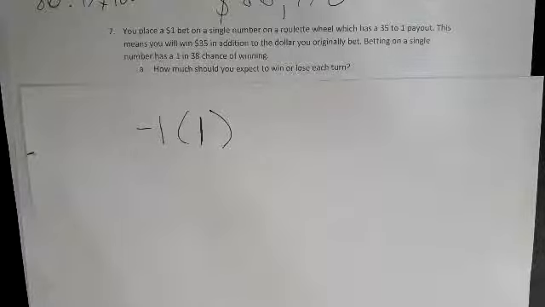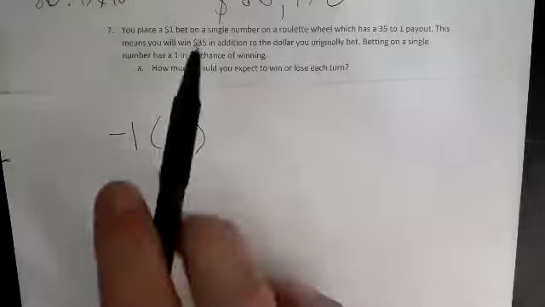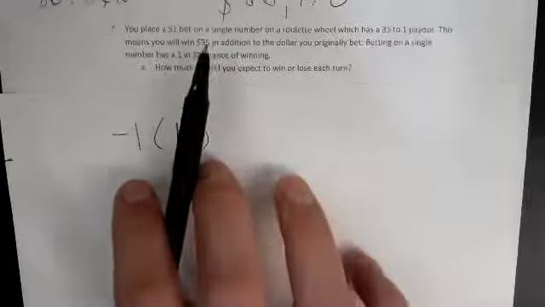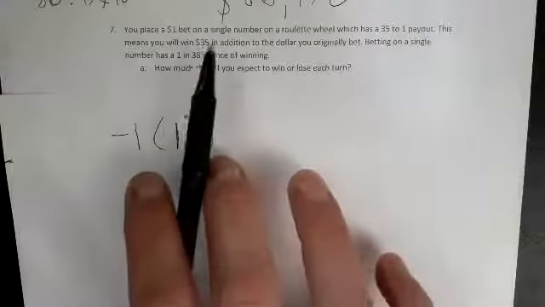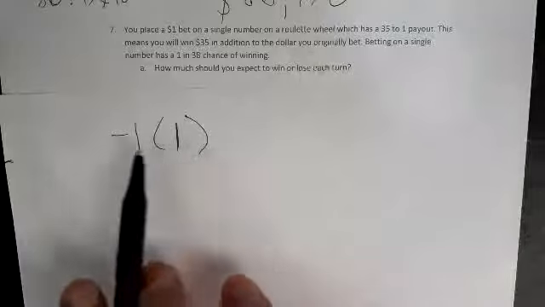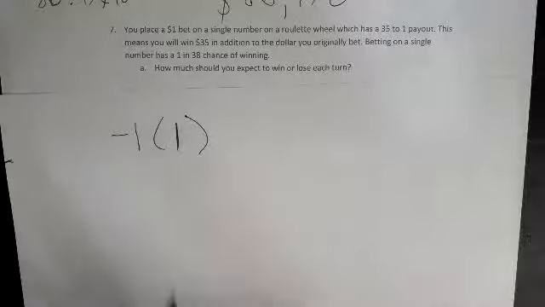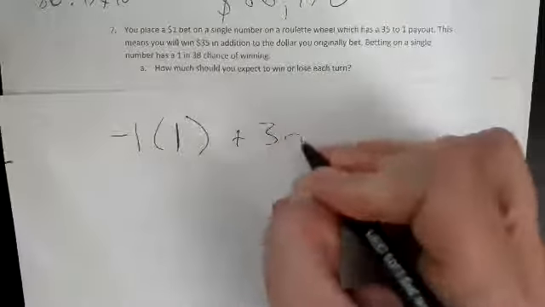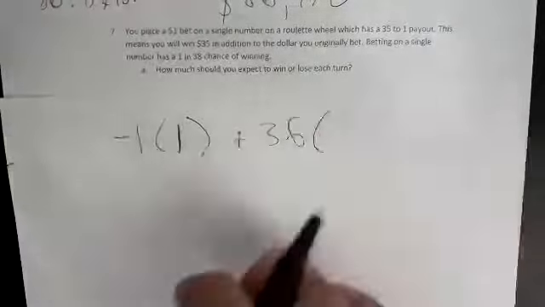So we've accounted for this dollar that we've already paid. There is a chance that we can win $35. And if I win $35, I'm also going to get this dollar back. So all in all, I'm going to win how much? $36. I'm going to win $36. And what is my chance of winning $36?